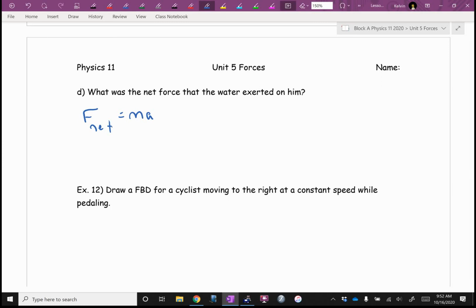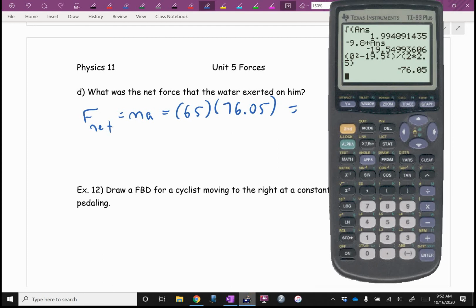I think I already did. What was the mass? I forget. And now we're using the mass finally, Owen. Was it 65? And A was, all right, 76.05. Since it's sitting on my calculator, I'll write that. Use my answer button. I'm ignoring the negative, but if you ask me for a direction, the water is pushing which way on him? Up. 4,940 newtons.